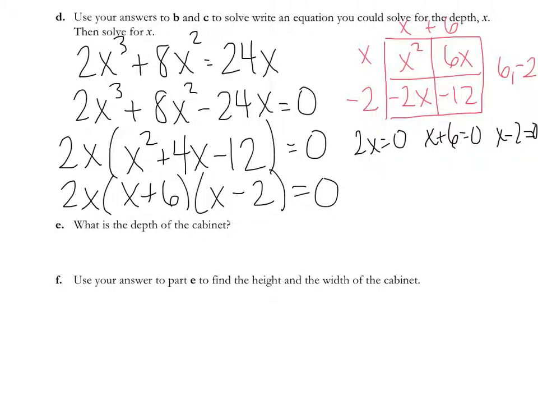So solving this equation for x, I'll divide both sides by 2, and I get x is 0. Solving this equation for x, I get negative 6, and solving this equation for x, I get a positive 2. So these are my 3 possible x values.